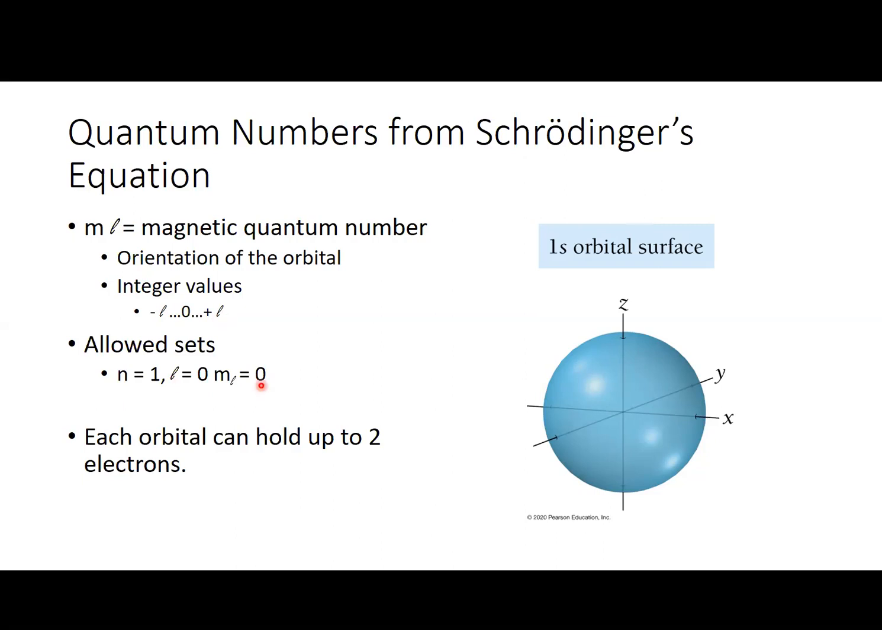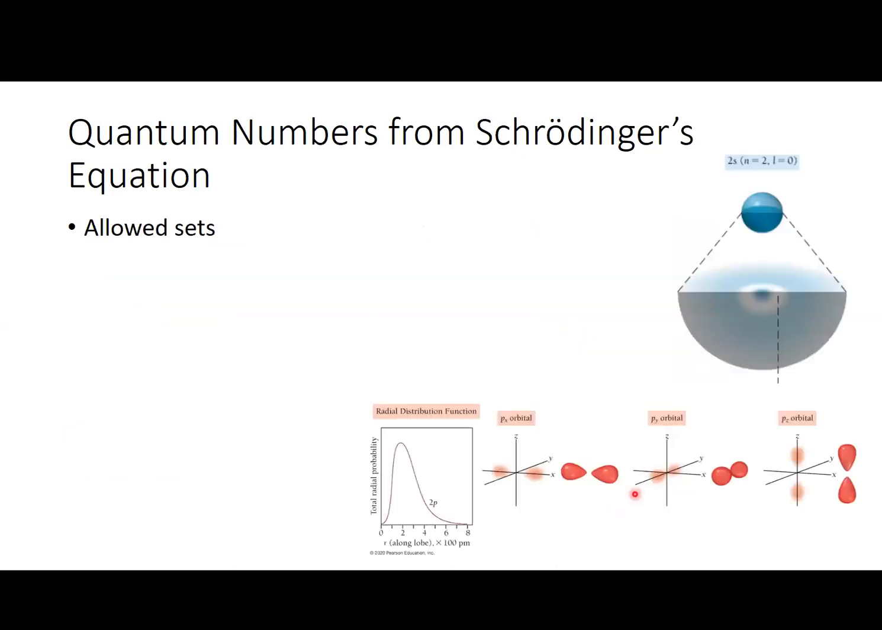So some allowed sets. If n is equal to 1, the only value L can have is 0. The only value m sub L can have is 0. So each orbital can hold up to a total of 2 electrons. And here's what a 1s orbital would look like. An S-shaped orbital, spherical, at the first energy level. So there are some allowed sets here.